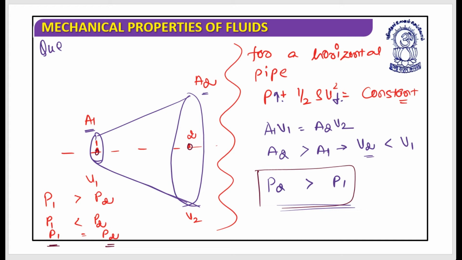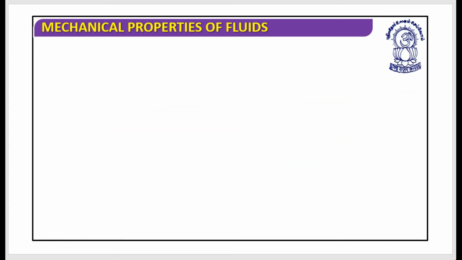Is it clear? Great. Now let's look at the next question based on this application. Let's suppose this is one of the homes of certain villages, and these roofs are not strong enough to sustain a high speed wind.